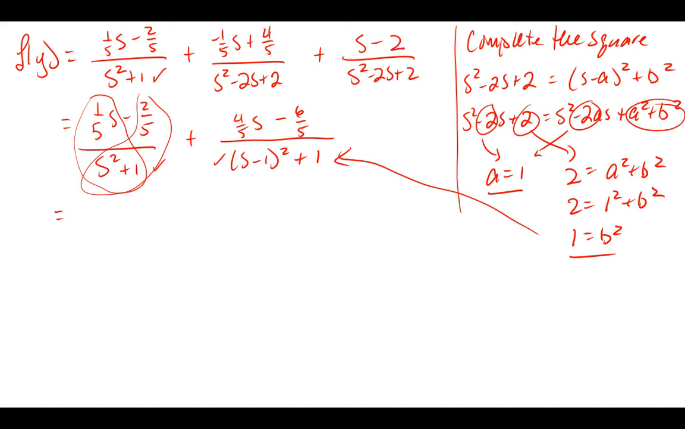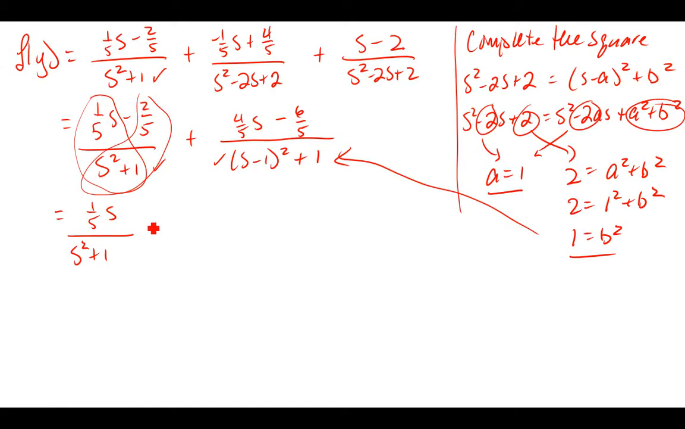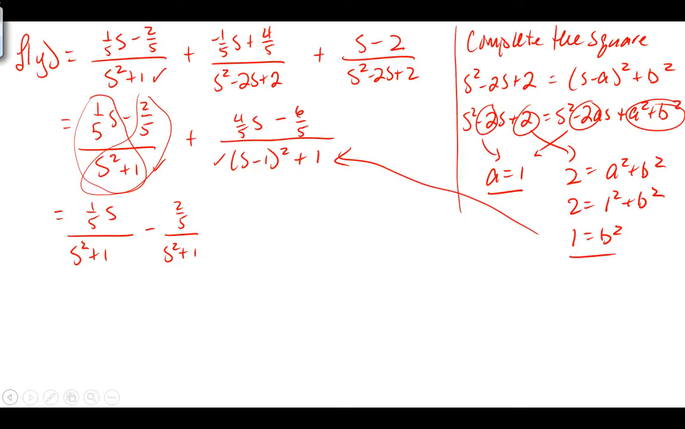I can split this up and say that this is (1/5) s over s squared plus 1, and then minus (2/5) over s squared plus 1. Sorry, I lost it there. All right, so I can certainly say that. There's no trick there. That's just algebra.